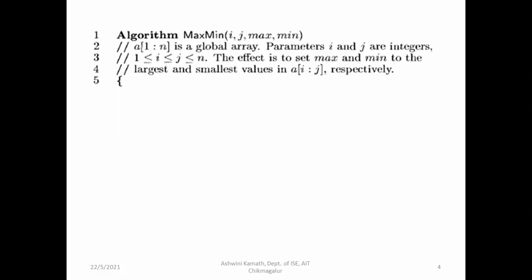So algorithm MaxMin(i, j, max, min), 4 variables we are passing. A of 1 to n is a global array.